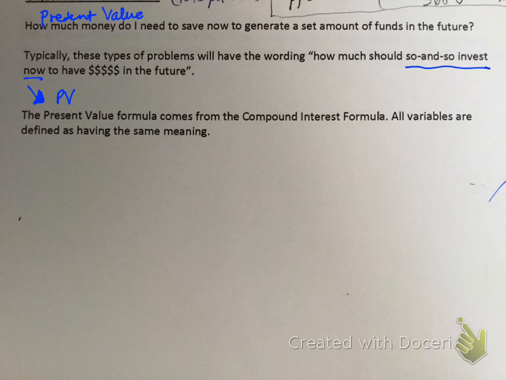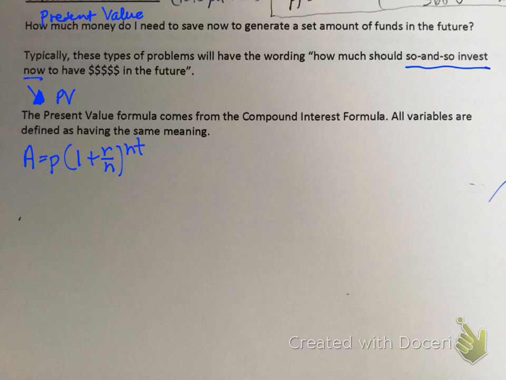And you will see one of these on the test. So before we do an example, we have to talk about what the formula is. The present value formula comes from the compound interest formula. So the compound interest formula, if you remember, is amount equals P times 1 plus R over N raised to NT. By the way, that needs to be memorized.